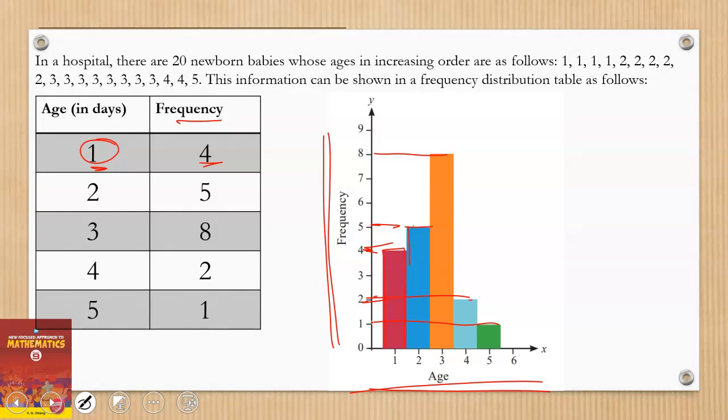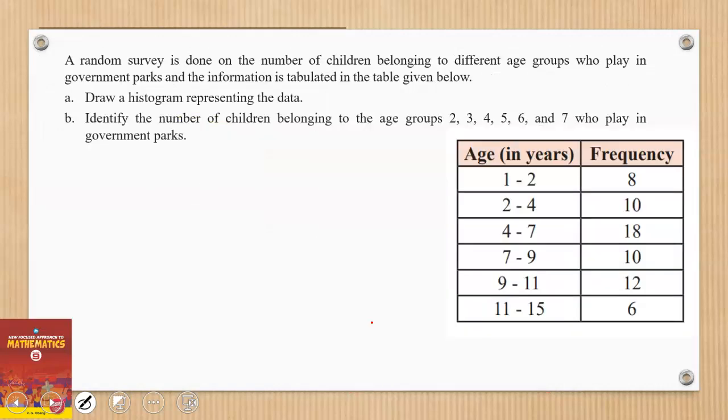Okay, now let's take an example and see how best we can prepare our table and then plot our frequency. This question says that a random survey is done on the number of children belonging to different age groups who play in government parks, and the information is tabulated in the table given below. Now they want us to draw a histogram to represent this data to identify the number of children belonging to the age groups of 2, 3, 4, 5, 6, and 7 who played in the government park. And so that is our table.